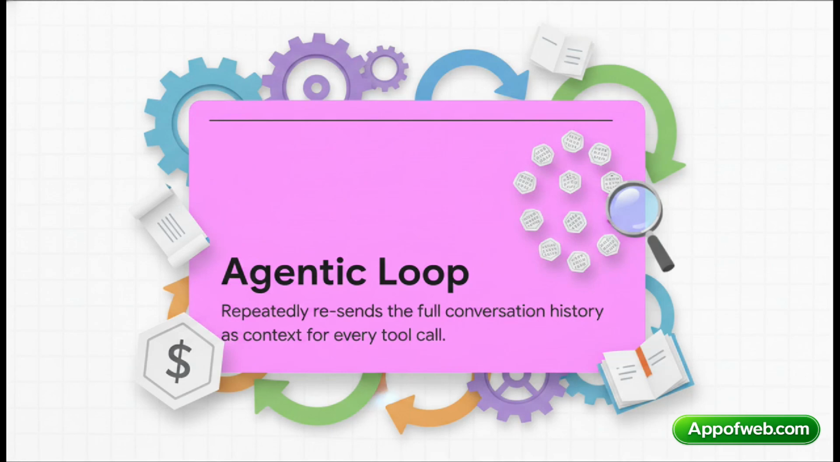You see, Claude Code isn't just a basic chatbot. It's an agent, and that leads us to something called the agentic loop. Basically, this happens when the agent repeatedly resends your entire full conversation history as context for every single tool call it makes. This means your token usage starts compounding incredibly fast.